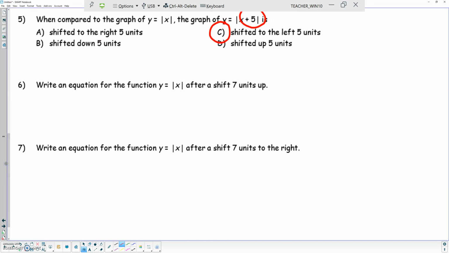And then 7, write an equation for the function y equals the absolute value of x after a shift of 7 units to the right. Okay, so if I want to shift left or right, I have to be inside the function's argument. And if we want to shift 7 units to the right, we're going to subtract 7.